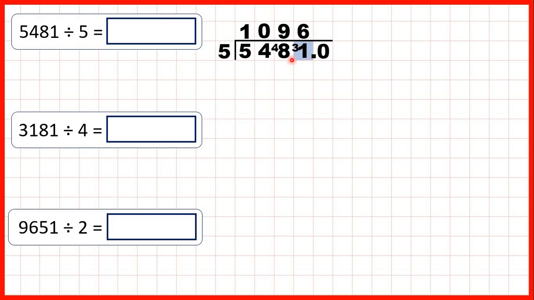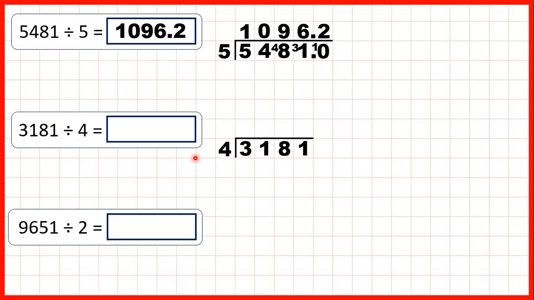But we need to extend our dividend with a point 0 and copy up the decimal point before we write our remainder 1 in front of our tenths. And we can always extend with a point 0 because 5,481.0 is the same as 5,481. Putting a point 0 on the end of a number doesn't change the number, but now we can write our remainder as a decimal because 10 divided by 5 is exactly 2. So our answer is 1096.2.